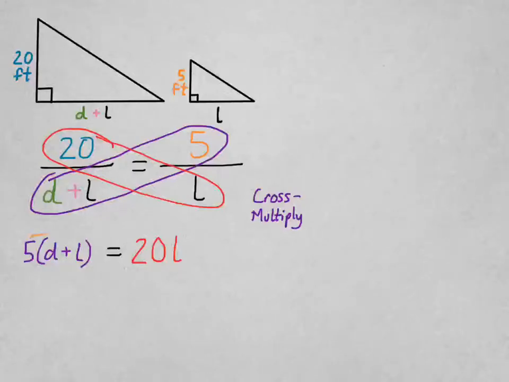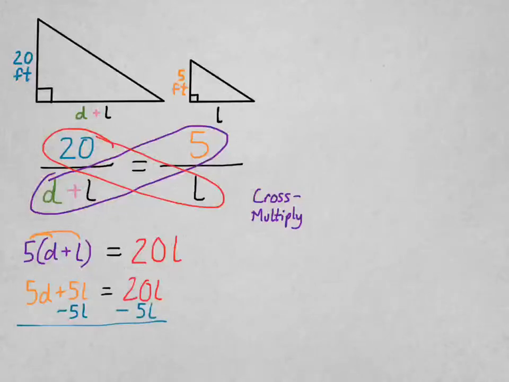I can manipulate this more, and why not? I'll just go ahead and distribute. Why not? I mean, no big deal. Oh, and look, I can conveniently subtract 5L from both sides. I'm going to just manipulate this till the cows come home.